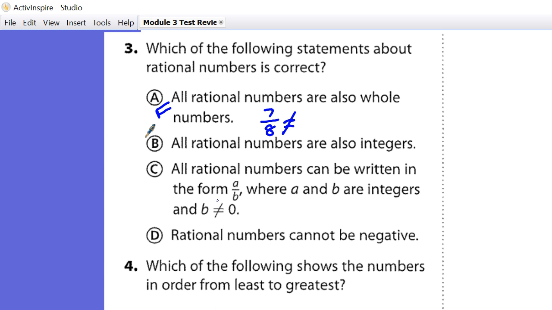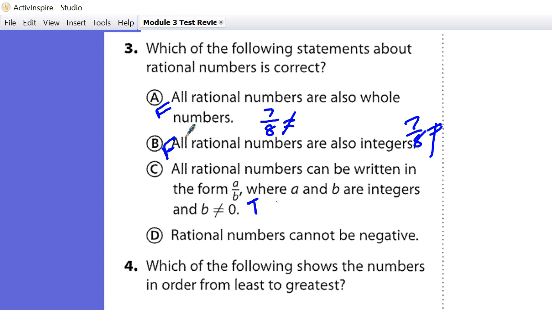Question B says, all rational numbers are also integers. So I could stick with 7/8. 7/8 is not an integer. So I would say that B is false. Question C reads, all rational numbers can be written in the form of A over B, where A and B are integers, and B is not 0. That is the definition of a rational number, so I think that's true.